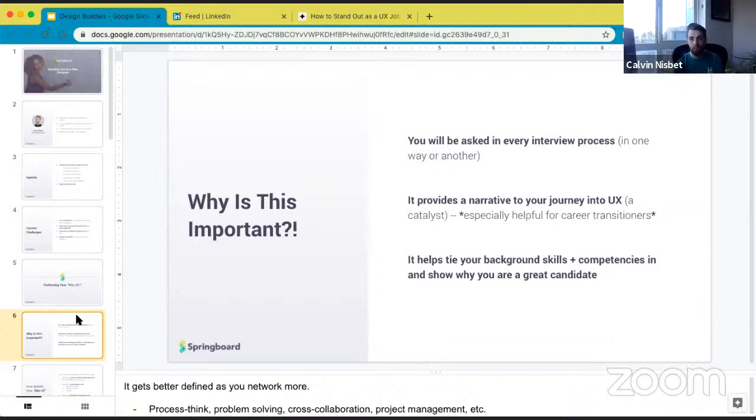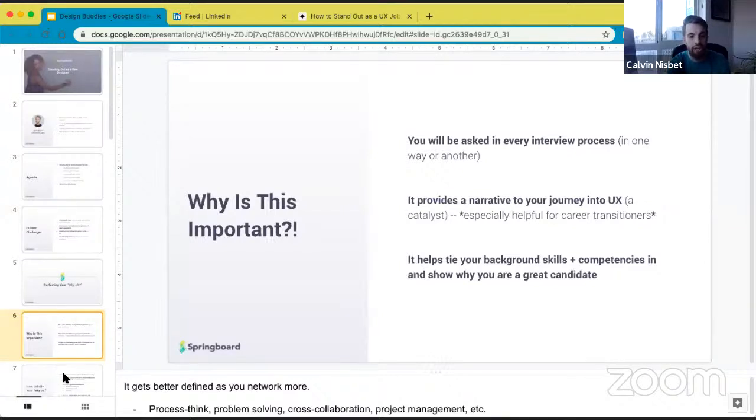And then most importantly, it helps tie your background skills and competencies together to show why you're a great candidate. So many times I talk to students early on and ask, what do you think your background brings to the table? And they'll say, I have zero experience. And it's almost always untrue. Whether you've got project management experience, great communication skills, problem solving, all those kinds of things, there's almost every opportunity to leverage some background skills. And again, this is a really great way to share that in a hard-hitting way in your interview process.